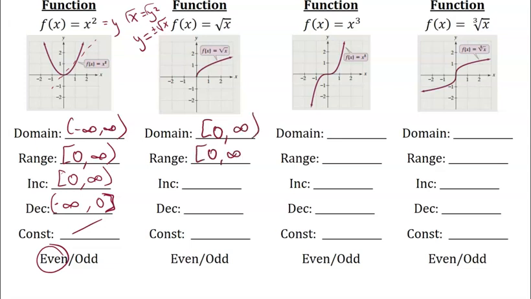The range is the same. It is increasing on that entire interval. It is decreasing nowhere. It is constant nowhere. And it is neither even nor odd. So I'm just going to do that.